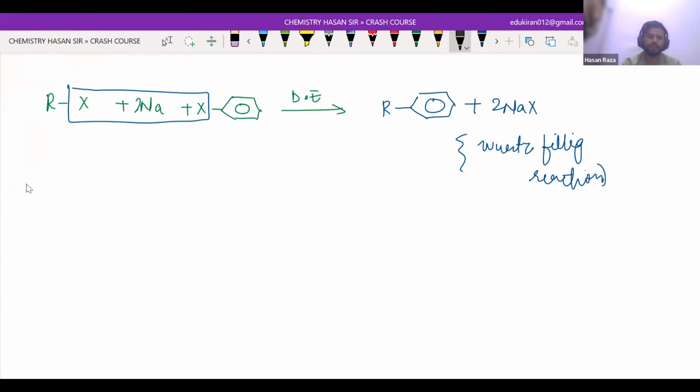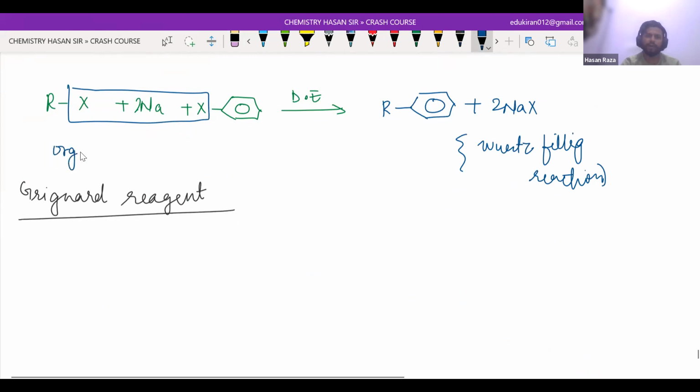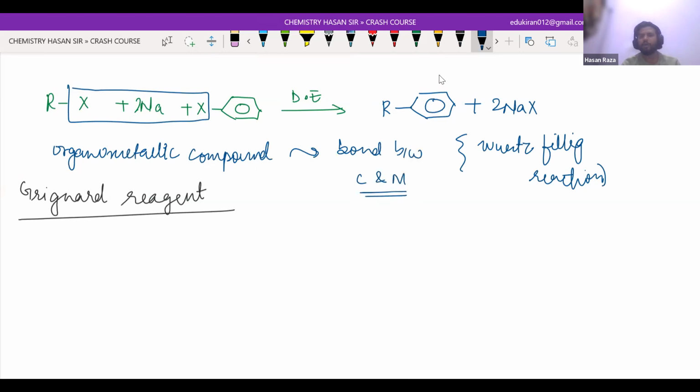Okay. The next is Grignard reagent. What is this Grignard reagent? Before this Grignard reagent, we have a term that is organometallic compound. Organometallic compound means the bond between carbon and metal, and this Grignard reagent is one of the organometallic compounds.